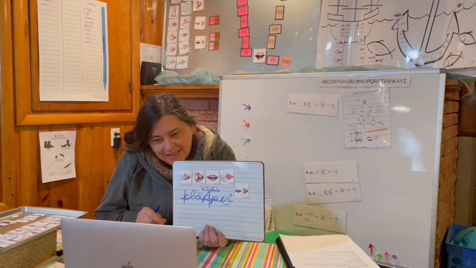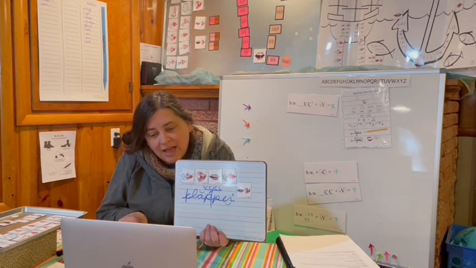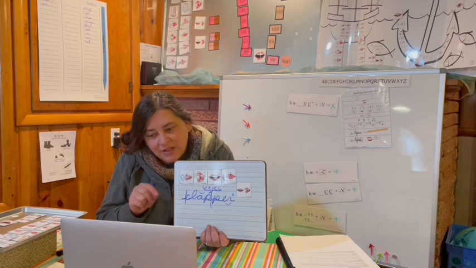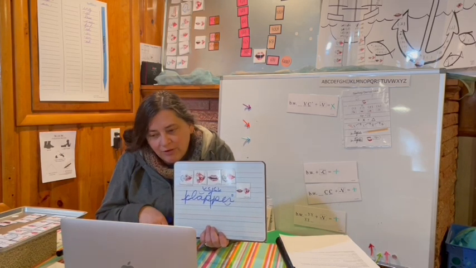We need to write a sentence now. So why don't you get your paper and your pencil. Don't erase that, remember? I want your mom to take a picture of the words you spelled. But then on your piece of paper, let's write a sentence, okay? And the sentence is the last thing you have to do before I do a quick review and we're done.